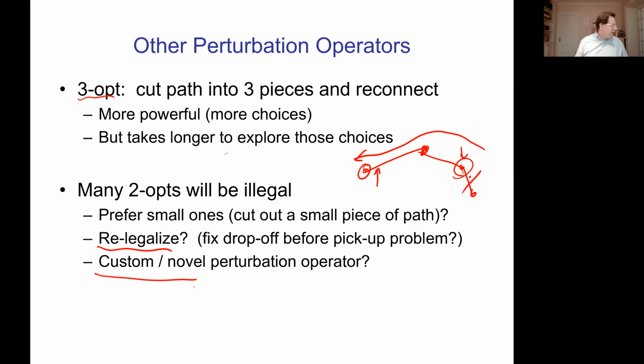And yeah, I see someone saying k-opt. So yeah, you can do 4-opt and so on as well. So you can basically make perturbation operators that chop the path up into lots of pieces and try putting it back together. And now they can explore even more of the space.